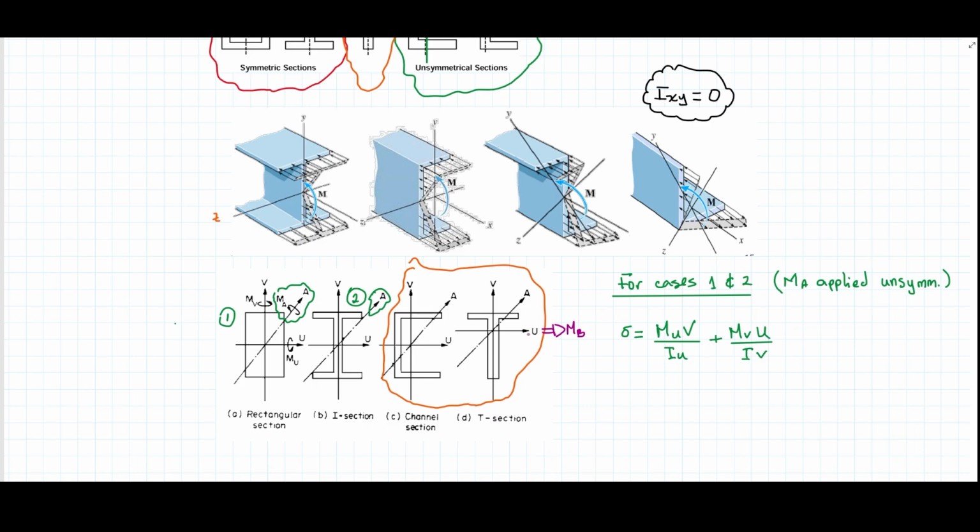Then is this an axis of symmetry? Well, no, this is not an axis of symmetry. And what about if it's applied in this direction? Well, this is an axis of symmetry. If I apply it like that, then I could use the simple bending formula. But in the horizontal case, it's not. So I need to find ways to get around that.